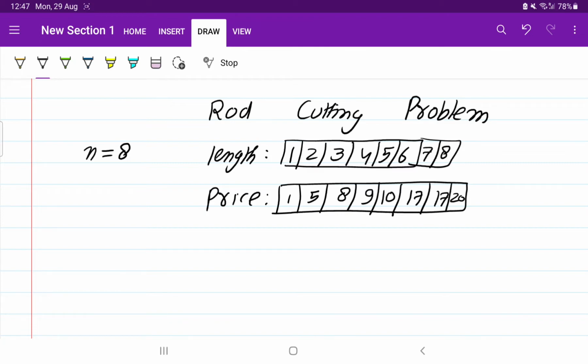So I will tell you the problem statement. In this question, the length of the rod is given. Here the length of the rod is 8. And a length array is given and a price array is given.